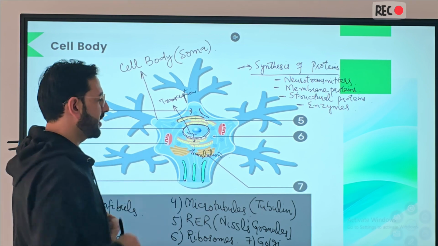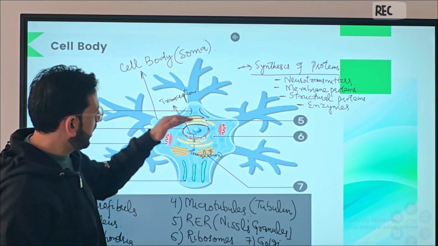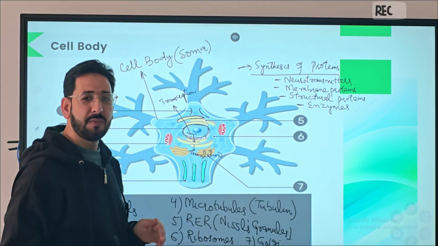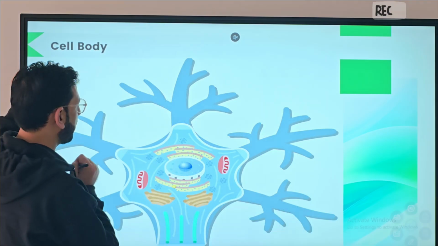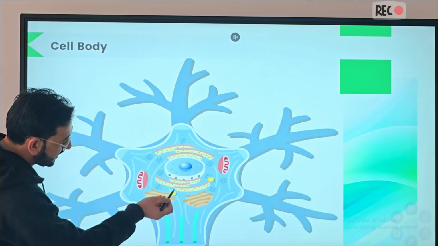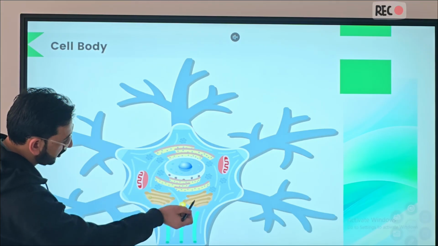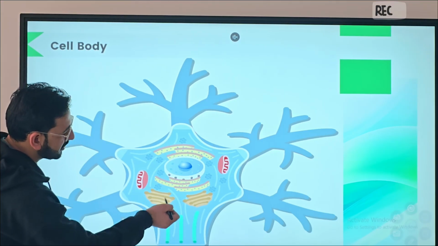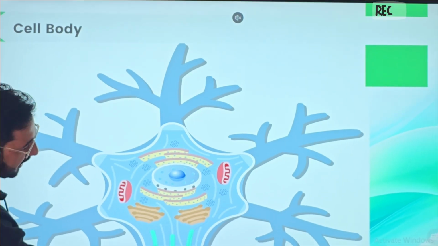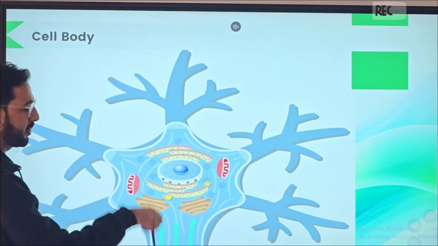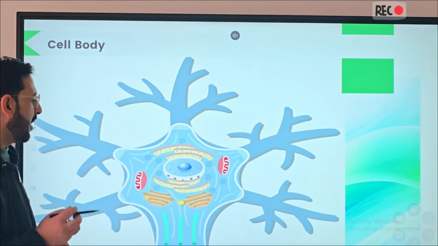And then, in order to shift these proteins from the neuron cell body to the axon terminal, we have structures called microtubules. For example, you can see here we have these proteins in the form of vesicles coming from the ribosomes or the rough endoplasmic reticulum, going to the Golgi apparatus for processing and packaging. Then these vesicles move down via the microtubules and are transported to the axon or axon terminal.